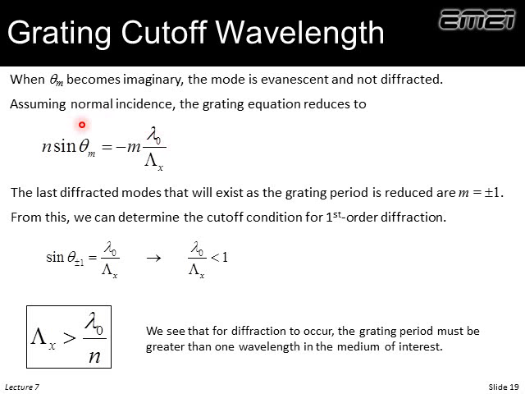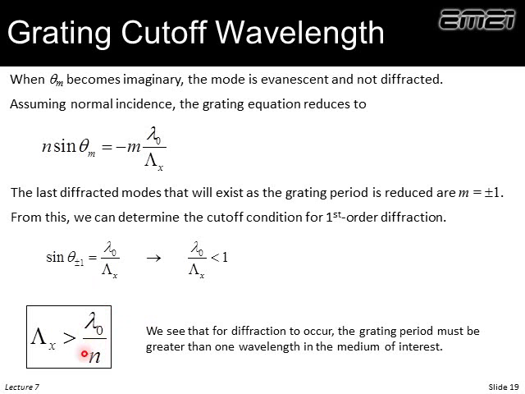Now if we want to figure out where our plus and minus 1 order modes go, or where their cutoff is, we set m to 1, and if this is in air, we would set our refractive index to 1. So we really just have sine of theta equals lambda naught, or free space wavelength, over the period. So here's our cutoff condition. In order for this angle to be a real number and not imaginary, this term has to be less than 1. So the conclusion is that the period of the grating has to be greater than the wavelength.